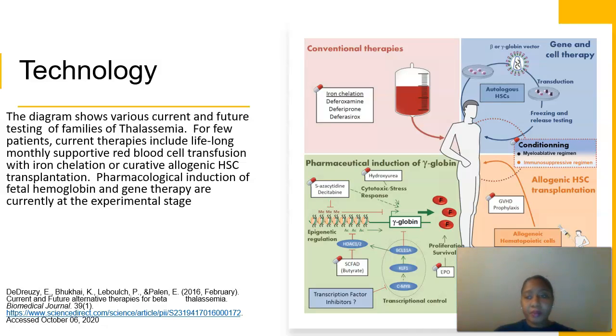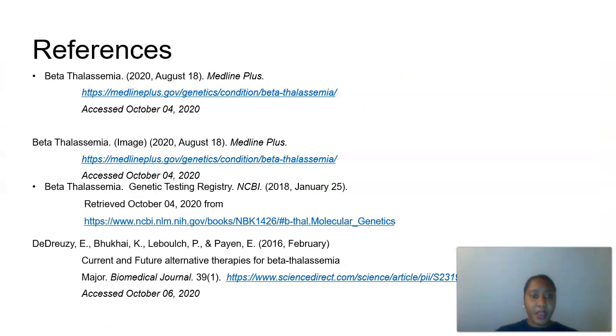And then you see there's gene and cell therapy, and there's the allogeneic HSC transplantation, and we have the pharmaceutical induction of gamma globin. The pharmacological induction of fetal hemoglobin and gene therapy are currently at the experimental stage. And that's it. This is all the information you need to know.